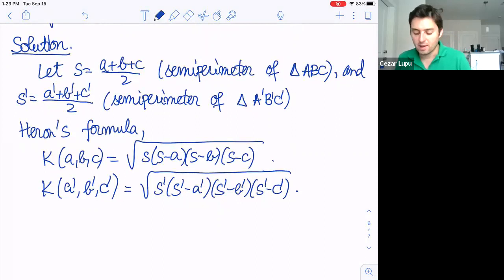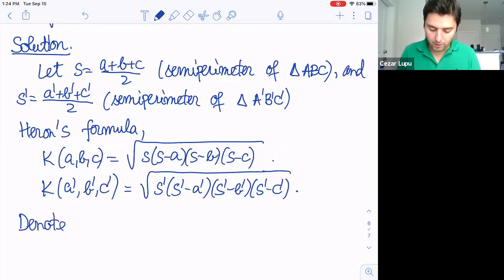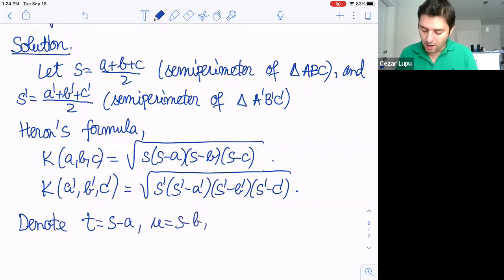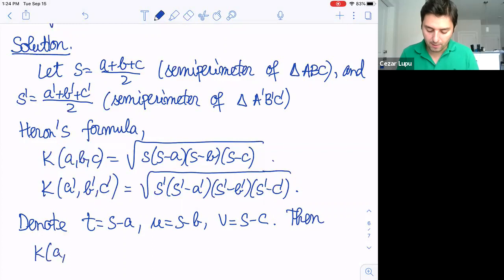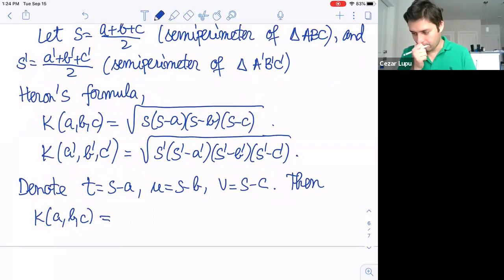But now I want to, you see, I have the square root of this. Now if we denote, let me use the following notation. Let's say T is S minus A, U is S minus B, and V is S minus C. Can you tell me what K of ABC, the square root of this, is? Well, actually, no, just tell me K of ABC will be what?